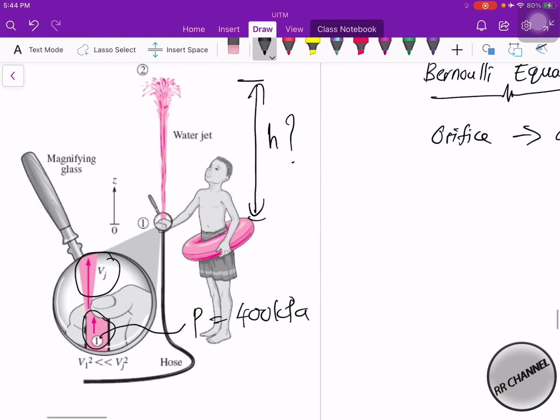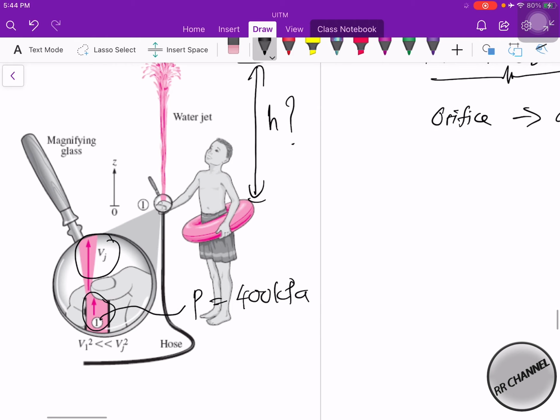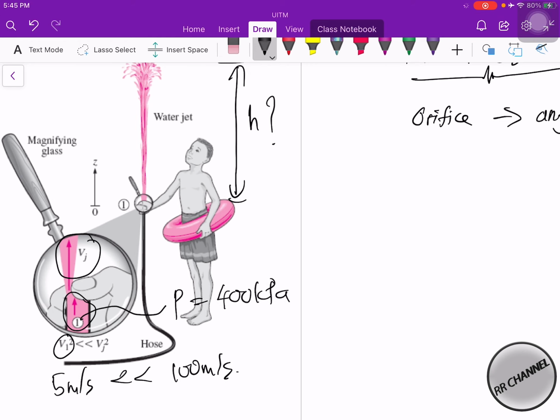For example, initially the velocity is around 5 meter per second at point 1, but when we put the thumb here, the exit velocity will be much larger than 5 meter per second. For example, it can become 100 meter per second. Because the difference of velocity is so large, we can neglect V1 in terms of Vj, and in our assumption for the Bernoulli equation, we will assume that V1 is almost equal to 0.